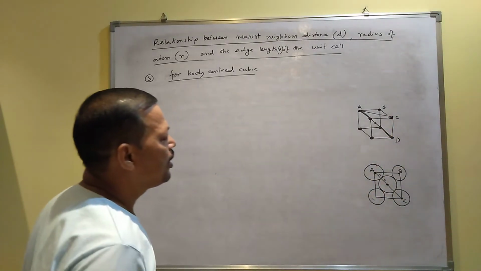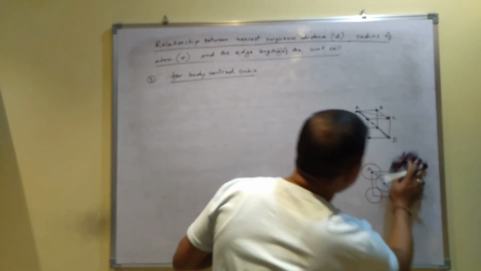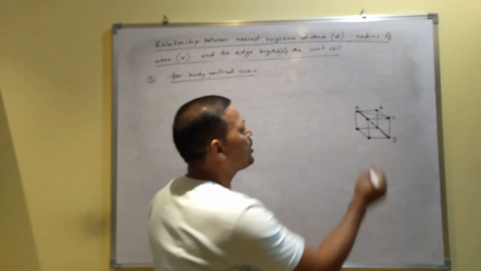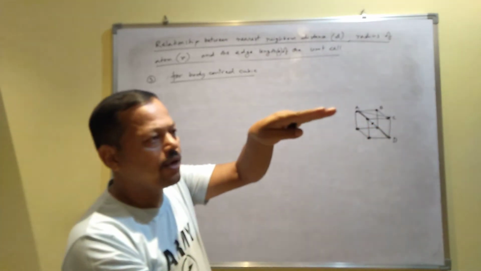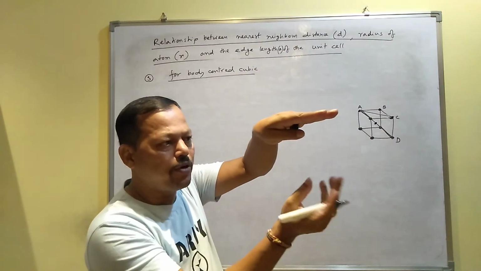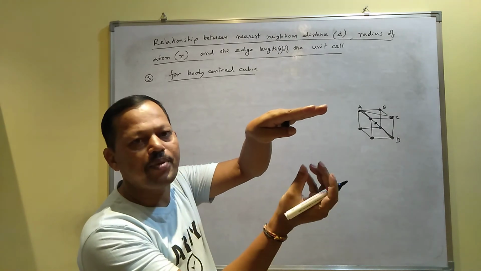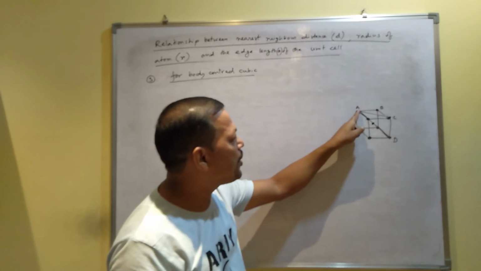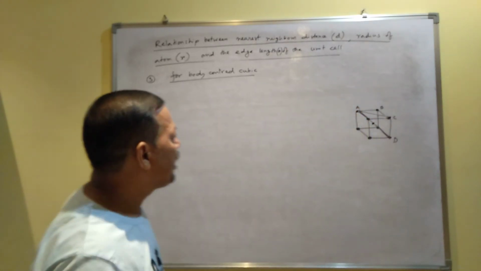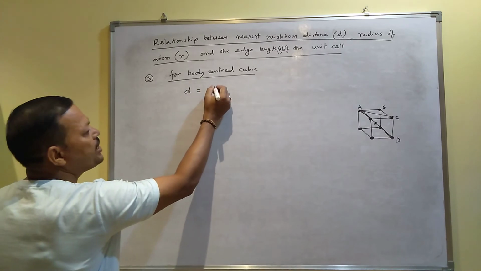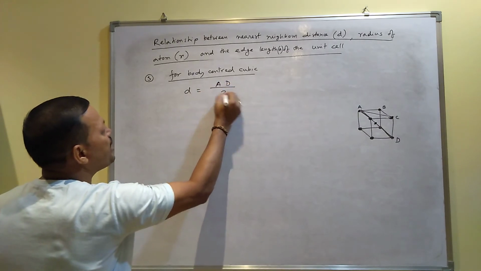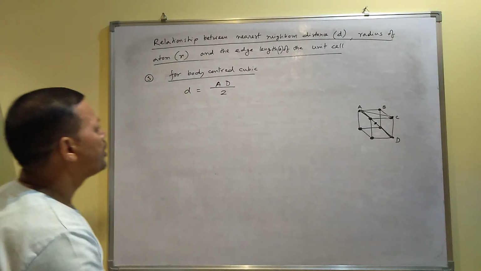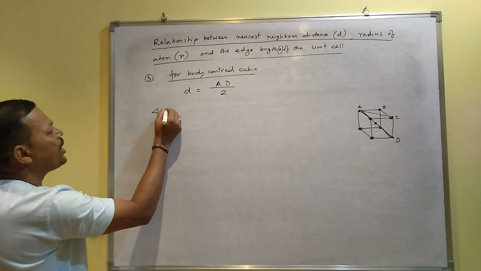Here, the nearest neighbor distance is between the corner particle and the body particle, because 4 particles are present above, 4 particles below, and at the middle position 1 particle is present at the center. So the nearest neighbor is the corner particle and the body particle. That is why D is equal to AD by 2. I mean, the nearest neighbor distance is half of the body diagonal AD. So you have to find AD from triangle ABC.